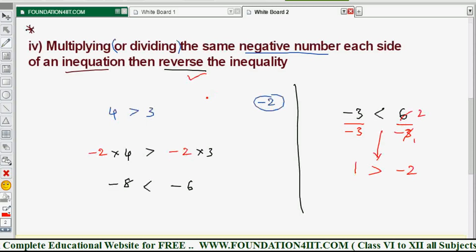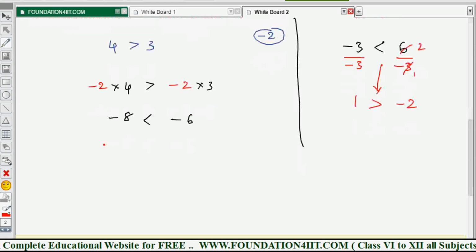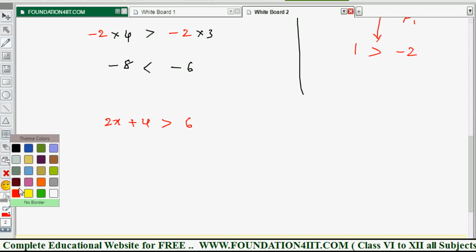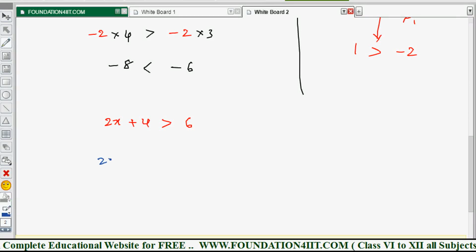If you take an inequation, now 2x plus 4 is greater than 6, and you want to multiply by a negative number on both sides, then 2x plus 4 is greater than 6.